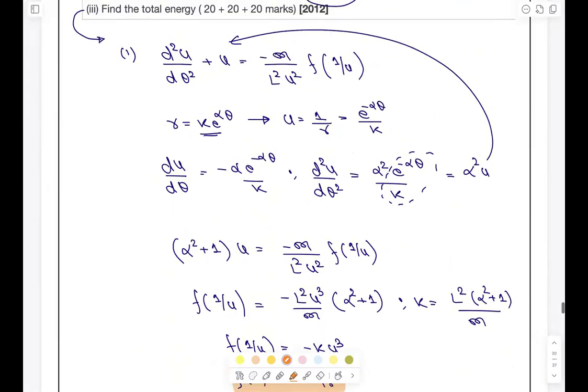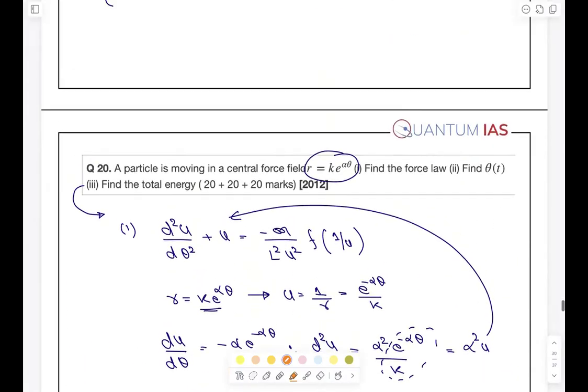Now, UPSC generally does not ask questions like finding out theta and total energy in recent years, but the force law is very common. If you see the past 15 or 20 years, you can find at least 5 to 6 questions from this topic, but you should always be prepared with the theta also.